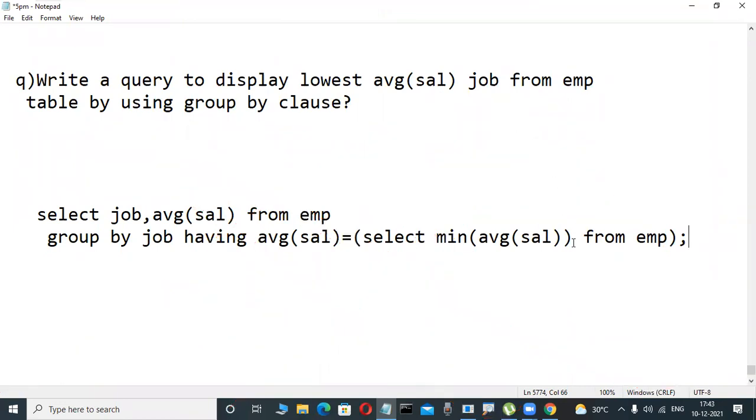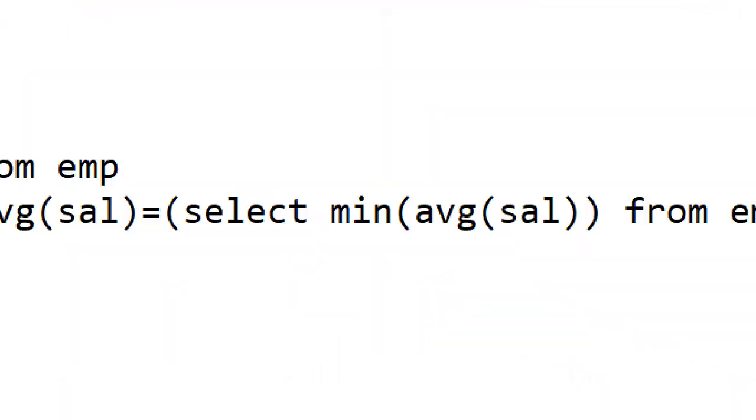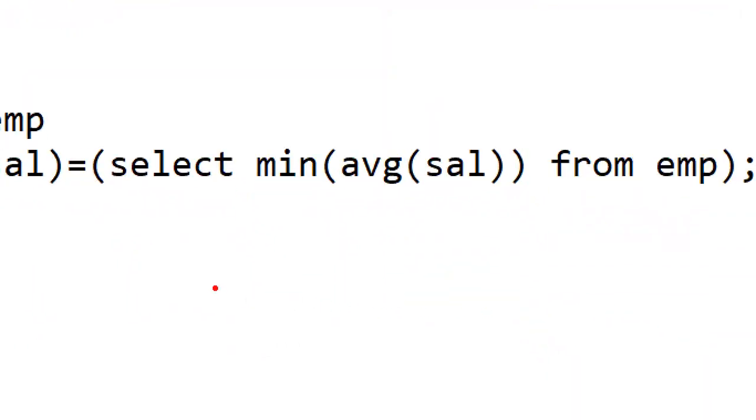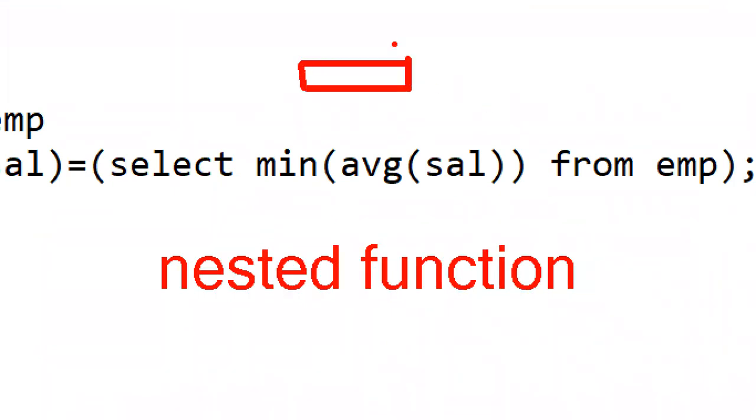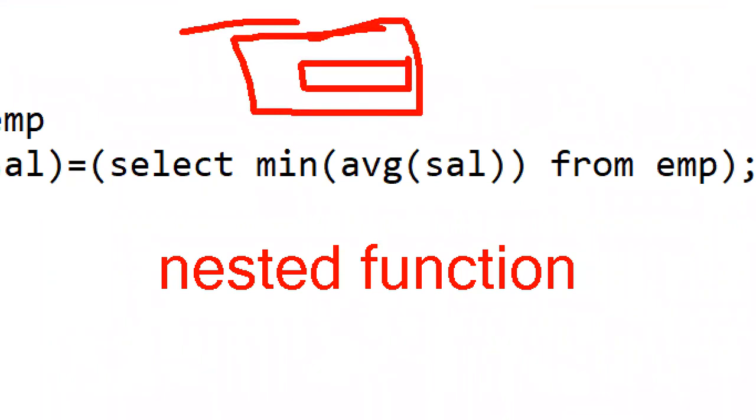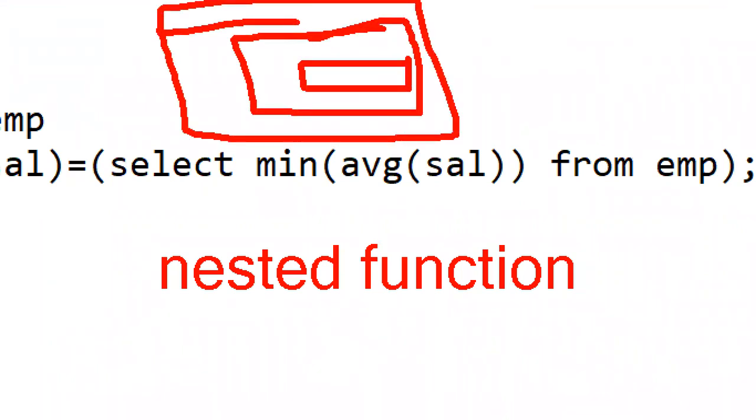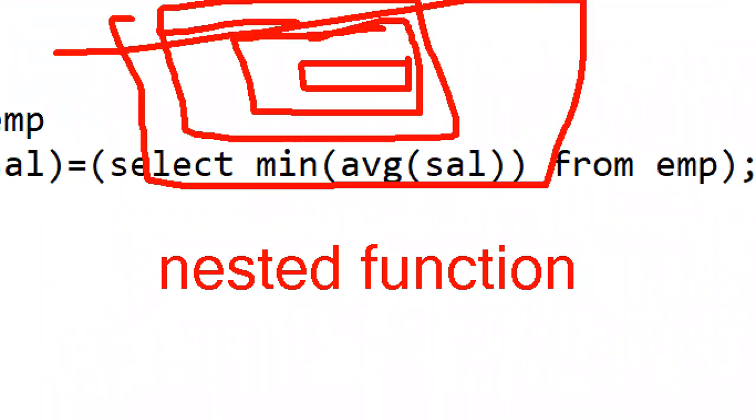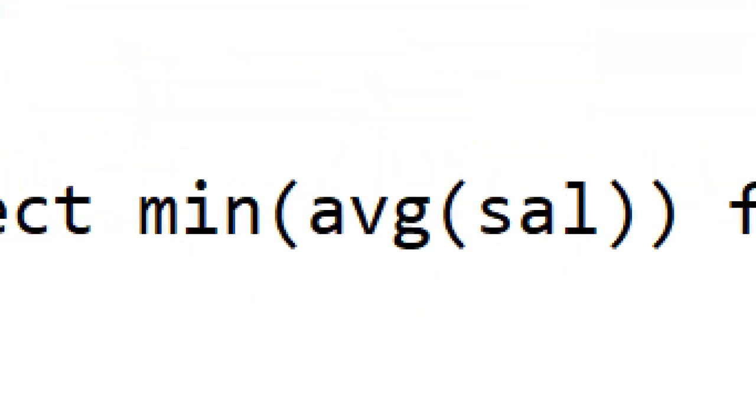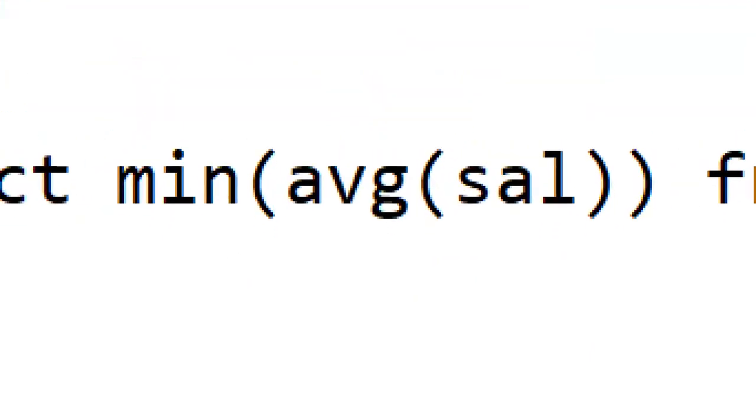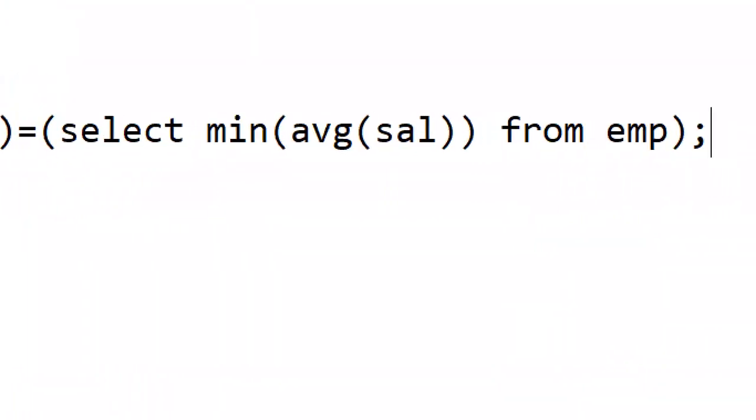Concentrate here. Java programmers are well-known persons, .NET programmers are well-known persons. Nested functions means a function within another function. Java, C, C++, these types of languages, you have an idea. In any database worldwide, nested group functions are there. Nested means one inside another.